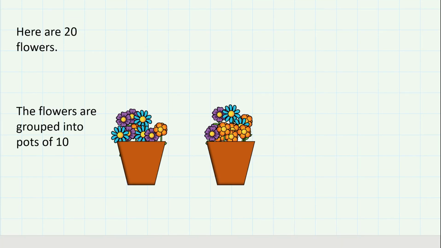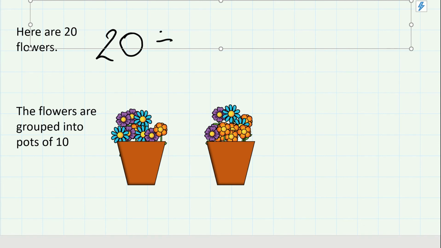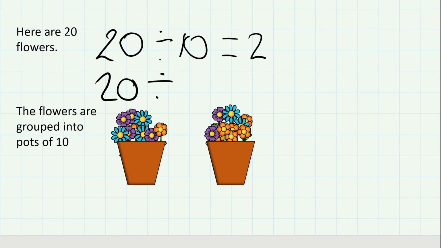Okay. So here we have 20 flowers again, and the flowers are grouped into pots of 10. So this is representing the sum we just did. So we did 20 divided by 10 equals 2. And now we're doing 20 divided by 2 equals 10. So there's 10 flowers in each pot. Okay, so all the same numbers, just a different way round.